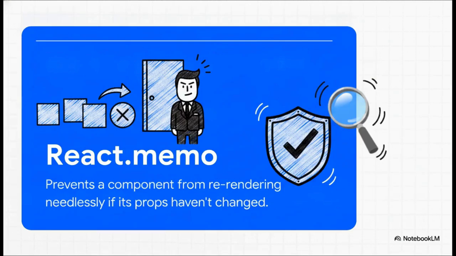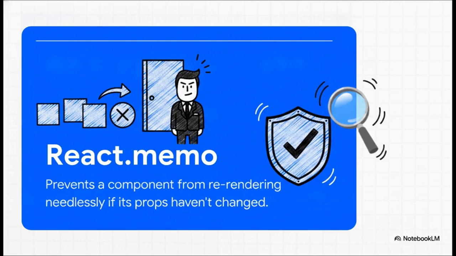Now, what about the components that are already sitting right there on the screen? Enter React.memo. What's really interesting here is how it acts as a performance optimization tool, specifically preventing a component from needlessly re-rendering if its props haven't actually changed.